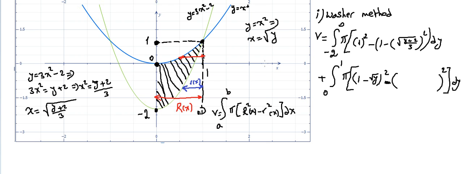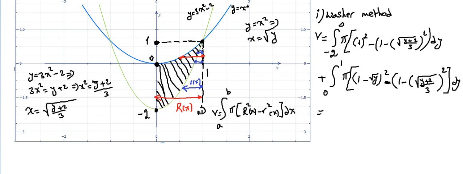What is the inner radius? The inner radius, let's make it in blue, is this part over here. What is this part? It is the whole one minus all this part, the distance from the curve y equals 3x squared minus 2 and the y-axis. This means it is 1 minus, we took the curve as a function of x in terms of y. And that's it. When we find these two integrals, we are going to get the answer.